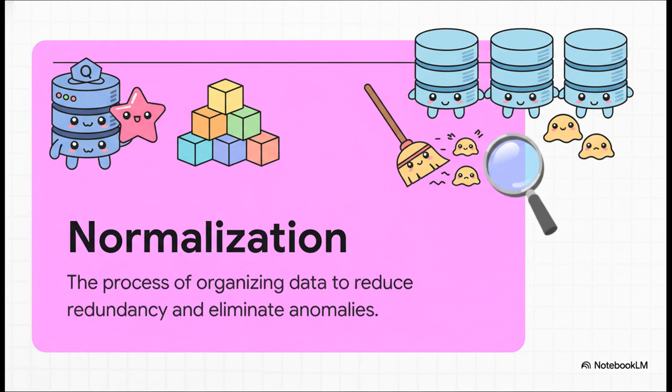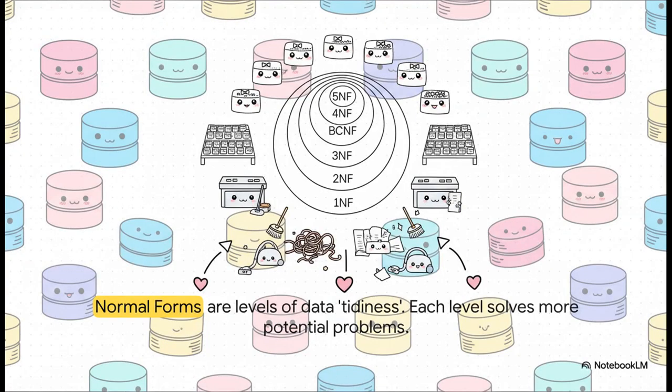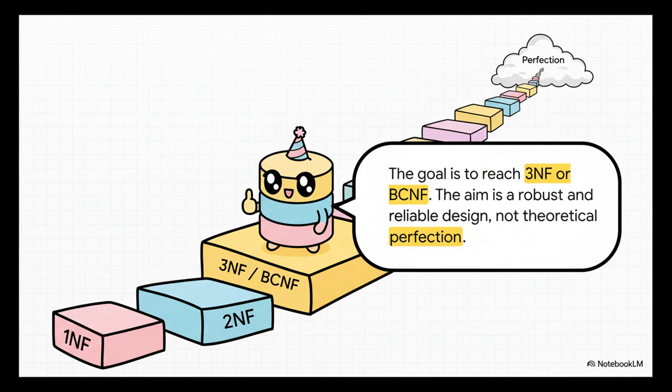You can think of it like a series of quality checkpoints for your design. And these checkpoints are called normal forms. You've got first normal form, second, and so on. As you can see here, each level, each form, is a stricter, more tidy version than the one before it. As you move your design up to a higher normal form, you're systematically killing off more and more of those potential glitches.